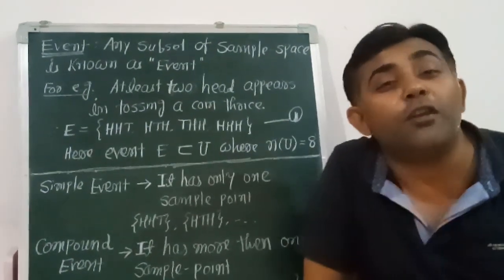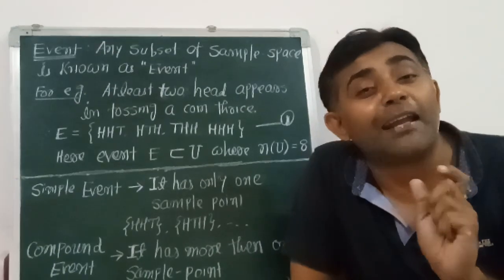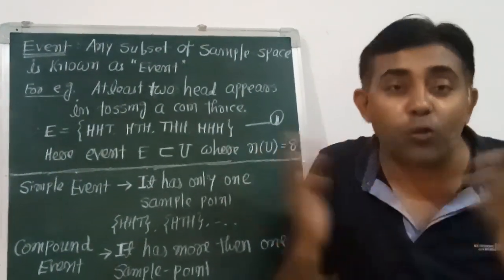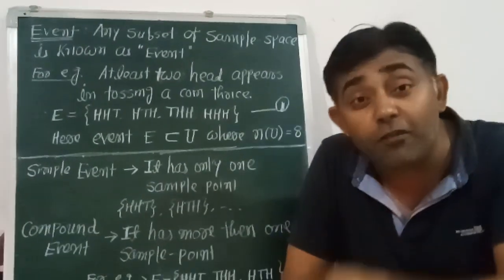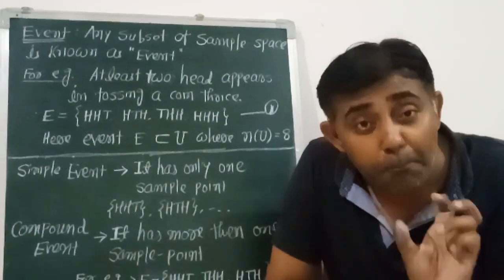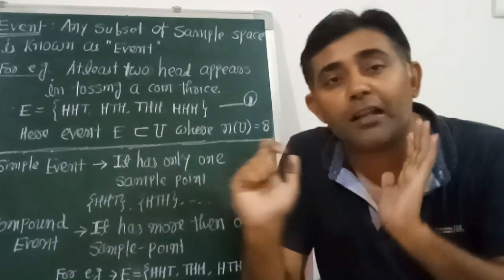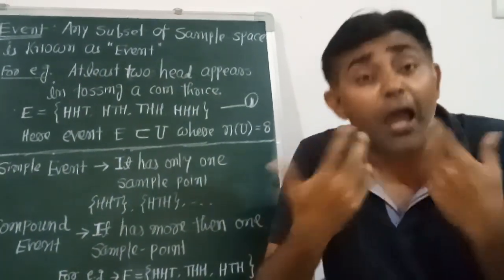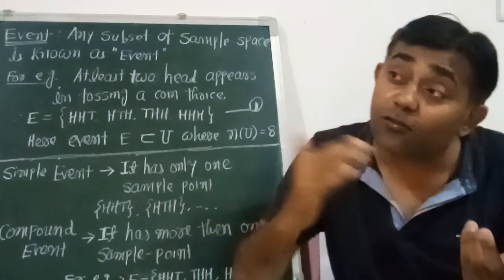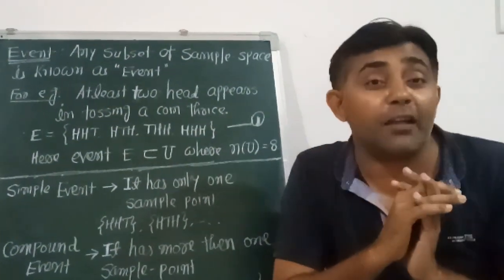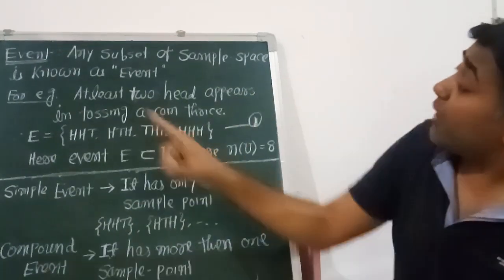In set theory we know that if any set has n elements, the number of subsets is 2 raised to n. So when we throw a simple coin, there are only 2 outcomes, head and tail. But if we derive the number of events, that is 2 squared. It means there are 4 possible events. So this is known as an event.